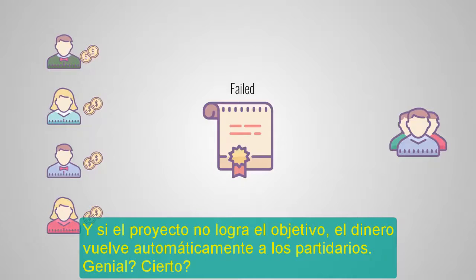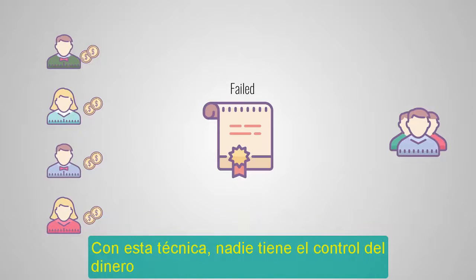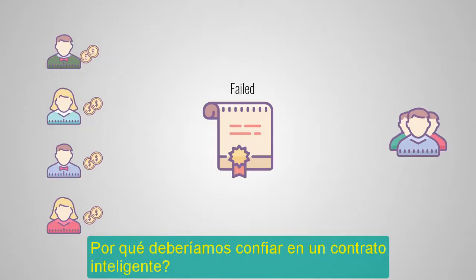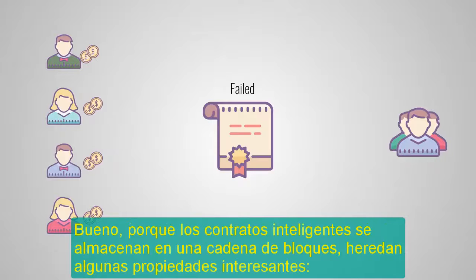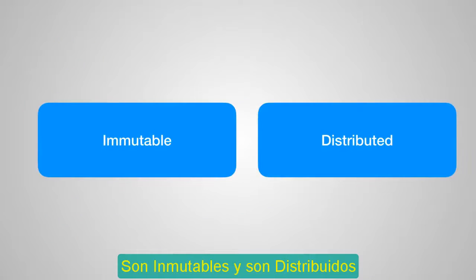Pretty awesome, right? And because smart contracts are stored inside a blockchain, everything is completely distributed. With this technique, no one is in control of the money. But wait a minute, why should we trust a smart contract? Well, because smart contracts are stored on a blockchain, they inherit some interesting properties. They are immutable and they are distributed.